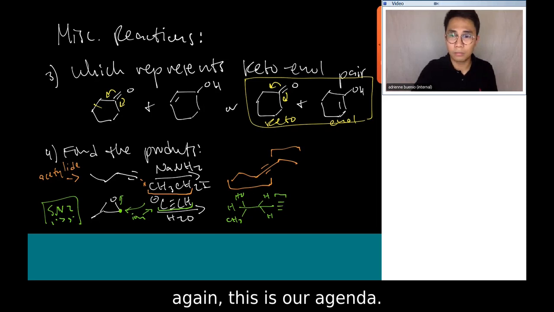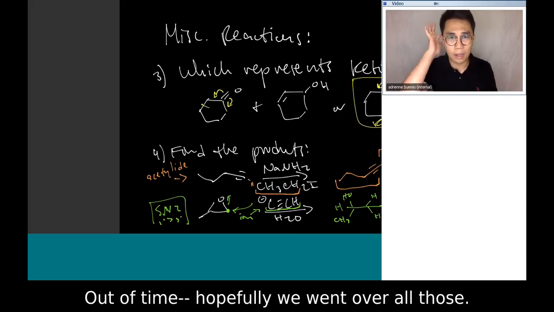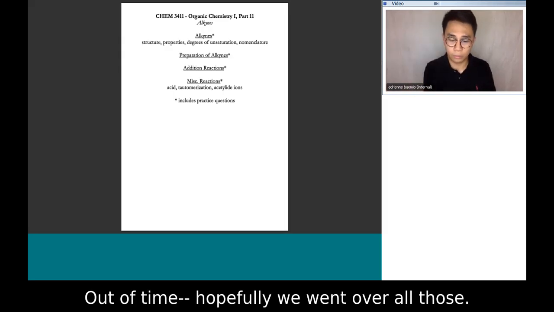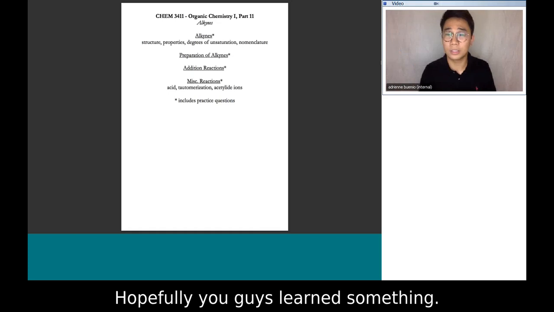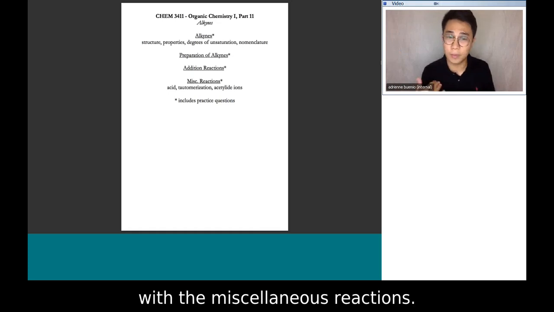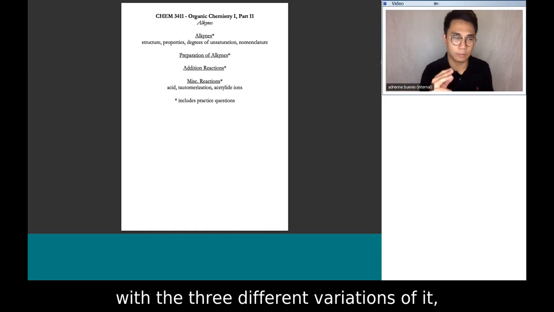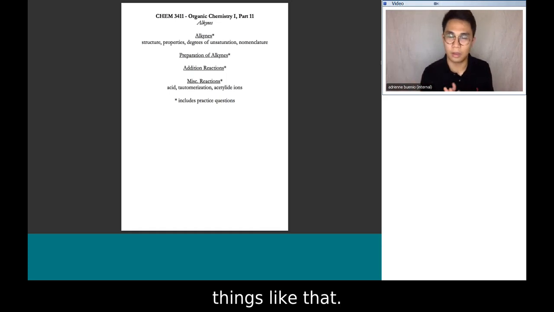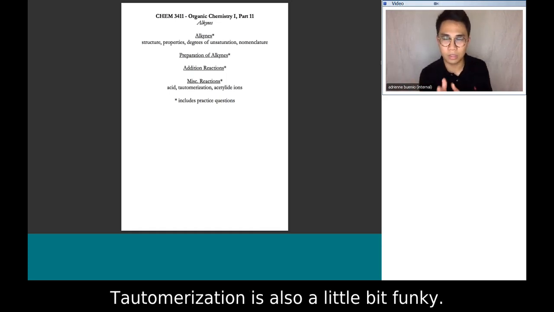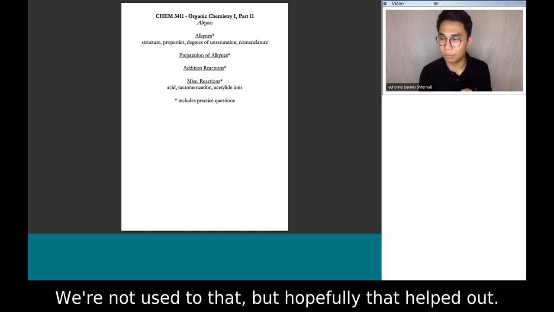Again, this is our agenda outlines, hopefully we went over all those. Hopefully you guys learned something. Hopefully that helped, especially with the miscellaneous reactions. And I know acetylide ions get a little bit tricky, especially with the three different variations of it, things like that. Tautomerization is also a little bit funky. We're not used to that, but hopefully that helped out.